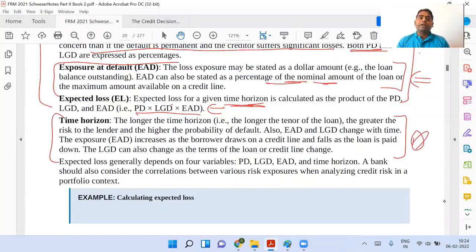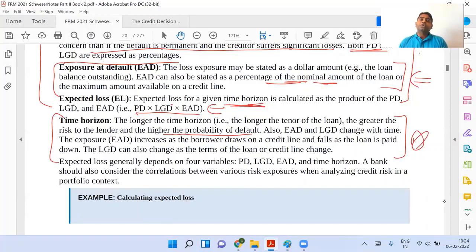Whenever you are calculating a PD or LGD, it is for a particular time horizon. Because if the time horizon increases, the PD should ideally go up. If I'm giving a loan to somebody for 1 day, the risk is low. But if I'm giving a loan to somebody for 10 years, the risk is higher. The probability of default is going to be higher because you don't know what all things can happen in the next 10 years. So the longer the maturity, the longer the risk. So it should increase the probability of default. That is fair and logical.